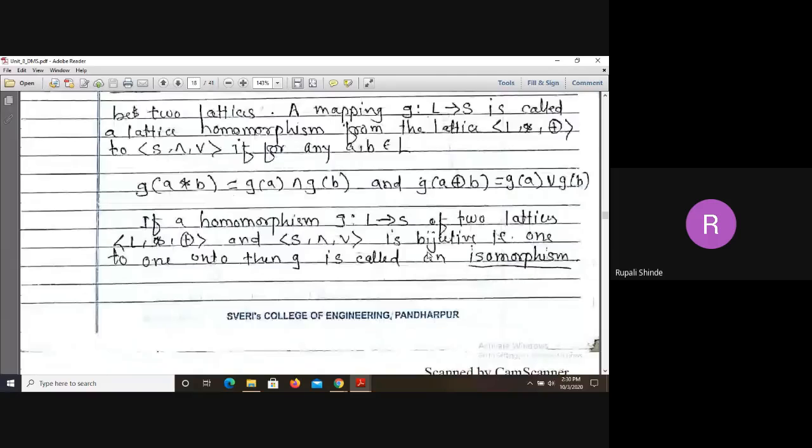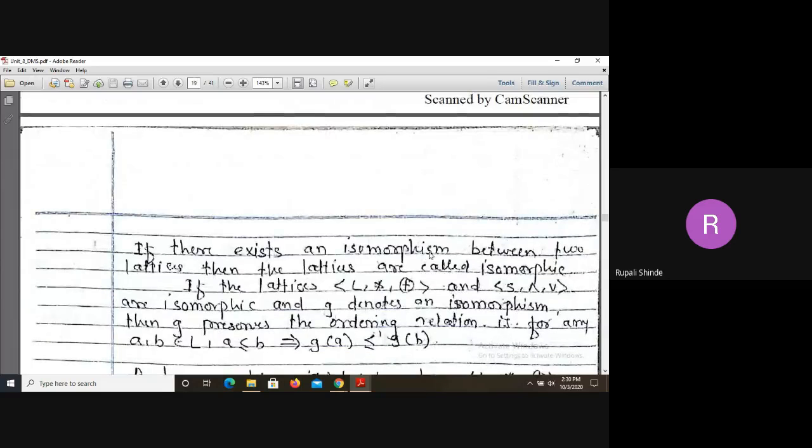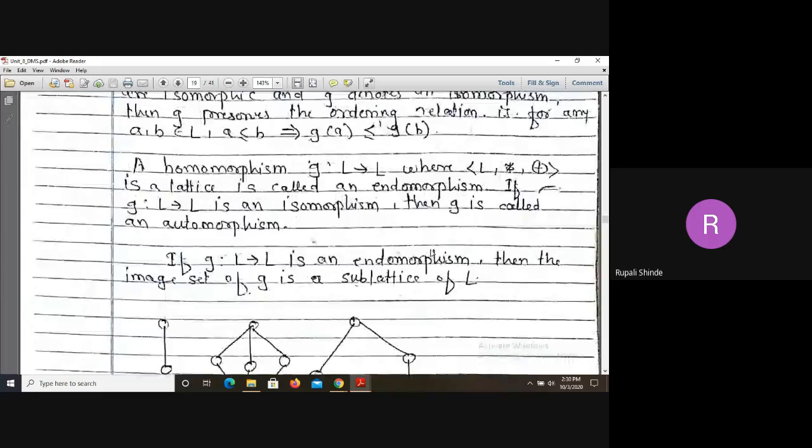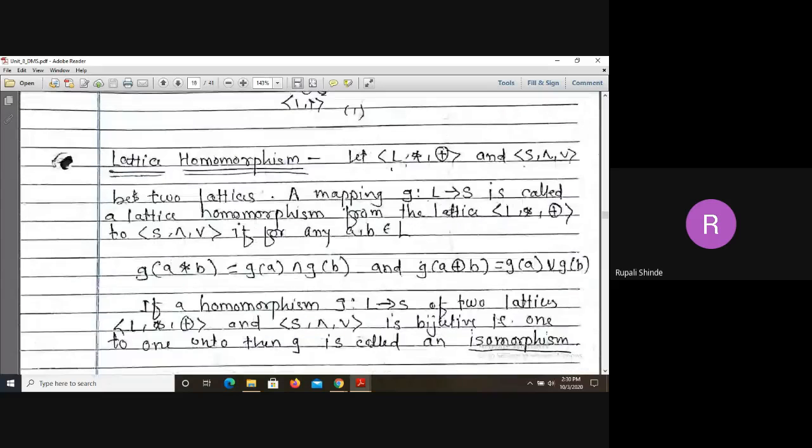Now we have to define isomorphism, endomorphism and automorphism. लक्षात आहे का काय? What is the meaning of isomorphism? Iso means what? Both. If that function is both one to one and onto, then that is called isomorphism. So if a homomorphism g from L to S of two lattices, L star XOR and S AND OR, is bijective. Bijective means what? If it is one to one and onto, then function g is called an isomorphism.